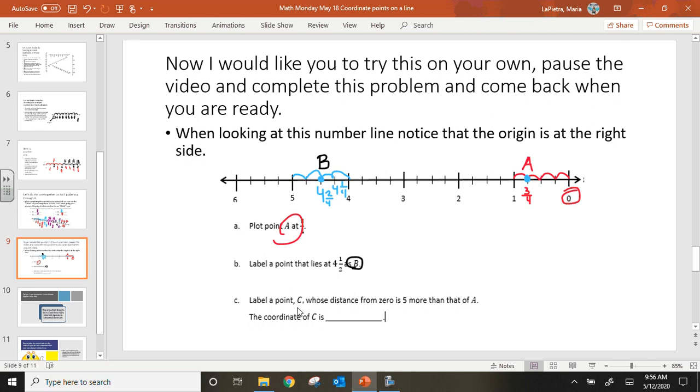Now we're going to label point C, whose distance from 0 is 5 more than that of A. 5 more than A. You go to A, 5 more than A. So let's bunny hop from where A is, 5 more intervals. Ready? Go. 1, 2, 3, 4, 5. And what did we land on? We landed on 2. Making it a little bigger so you could see what I'm talking about. And that is C. And that is 2. Okay.